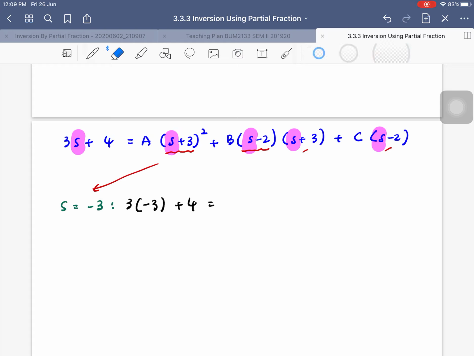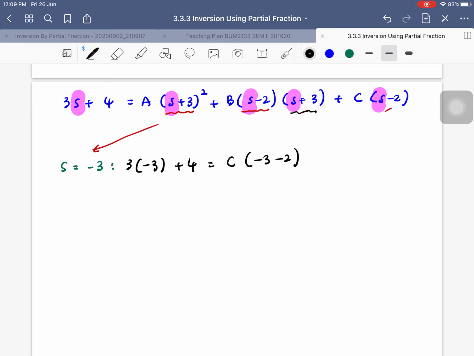And for the case of b, again, when I substitute s equals negative 3, negative 3 plus 3, that term over here is going to be 0 as well. Therefore, I'll end up with only the last term, which is c. So I'm going to have c multiplied by negative 3 minus 2. When I simplify, this is negative 9 plus 4, which is negative 5. And on this side, I have negative 5 of c. My c value is going to equal 1. So that is going to be my first constant value.